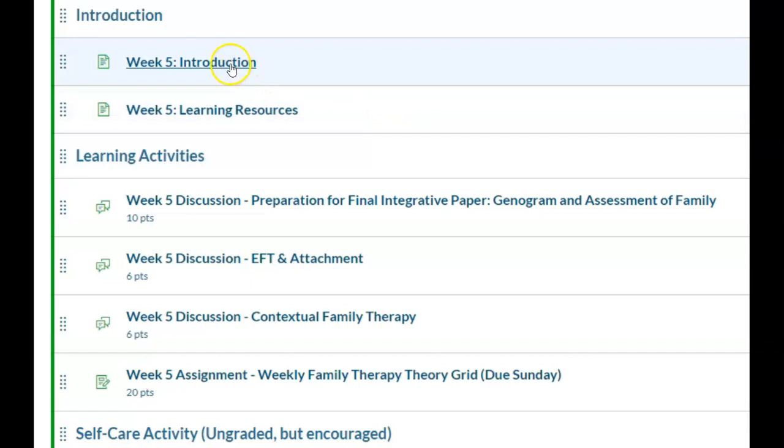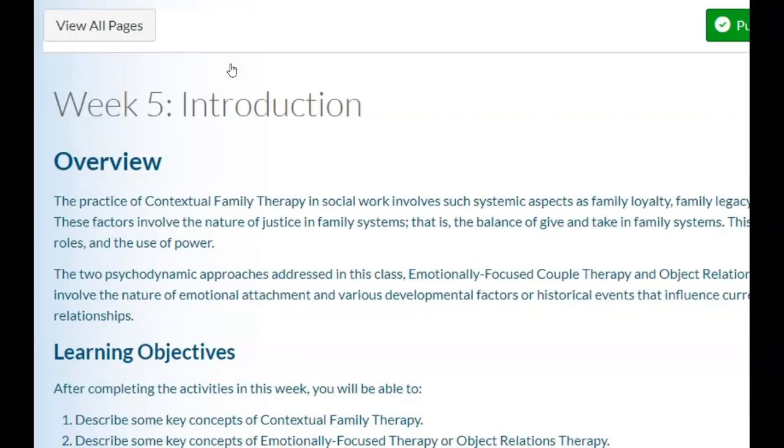So, as always, let's start with our introduction for this week. We're going to be looking at contextual family therapy, which involves systemic aspects such as family loyalty, family legacy, and the family ledger. We're also going to be looking at EFCT, emotionally focused couple therapy, and object relations family therapy.